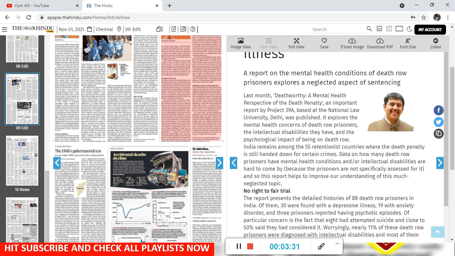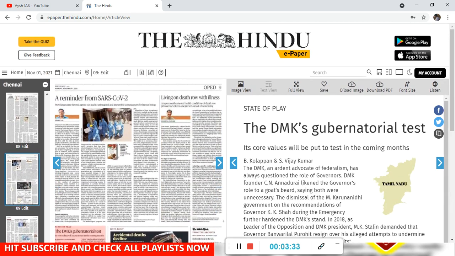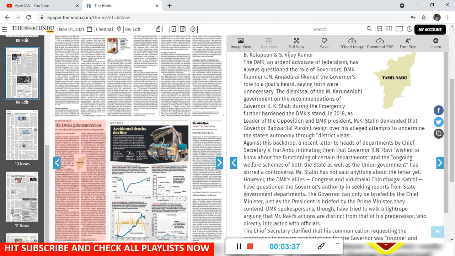Then here again, 2-3 articles are there, but this is not important. It's a state-wise thing. It's political news. Political news we won't cover, because it's not important for you at all. For interest's sake, you can read.